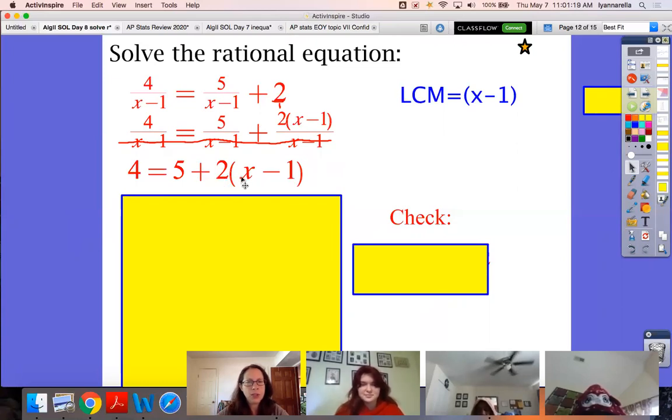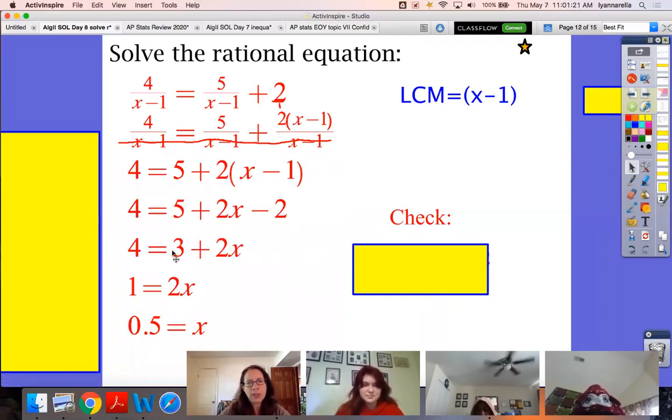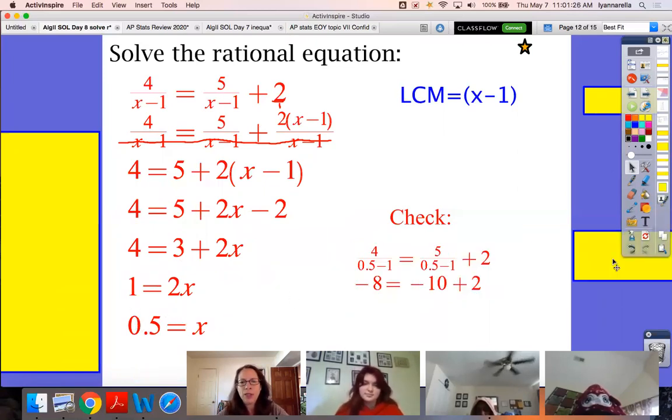And that's easy. You just distribute the 2, move everything over to one side, and you get x is 1/2 or 0.5. And when I go back and check, sure enough, -8 is -10 plus 2, so that one does work. So I do expect you to do some LCM work, okay?